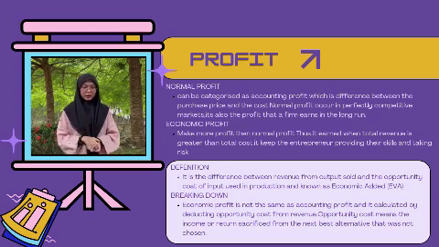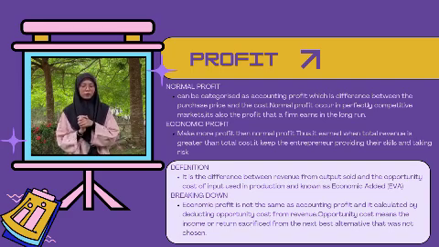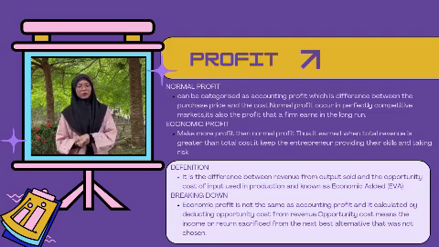By definition, the difference between revenue from output sold and the opportunity cost of inputs used in production is known as economic profit. Economic profit is not the same as accounting profit and is calculated by deducting opportunity cost from revenue. Opportunity cost means the income or return sacrificed from the next best alternative that was not chosen.